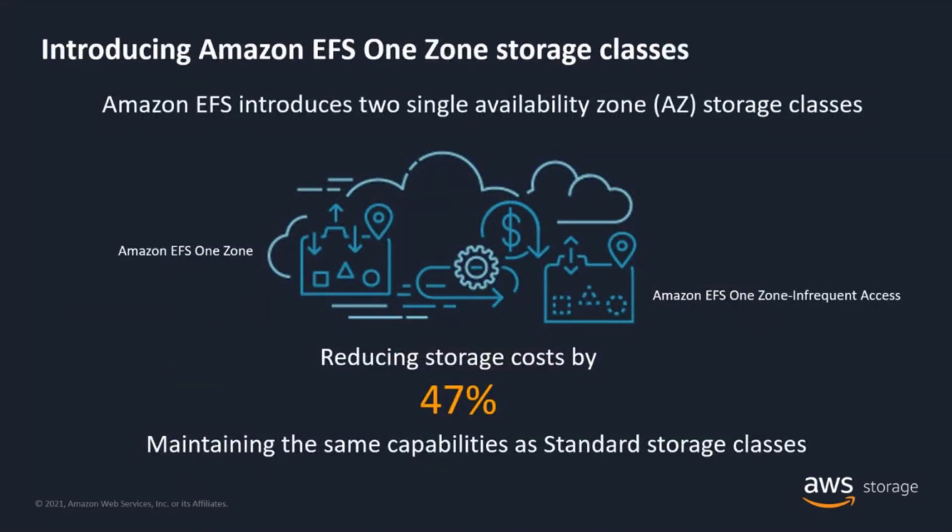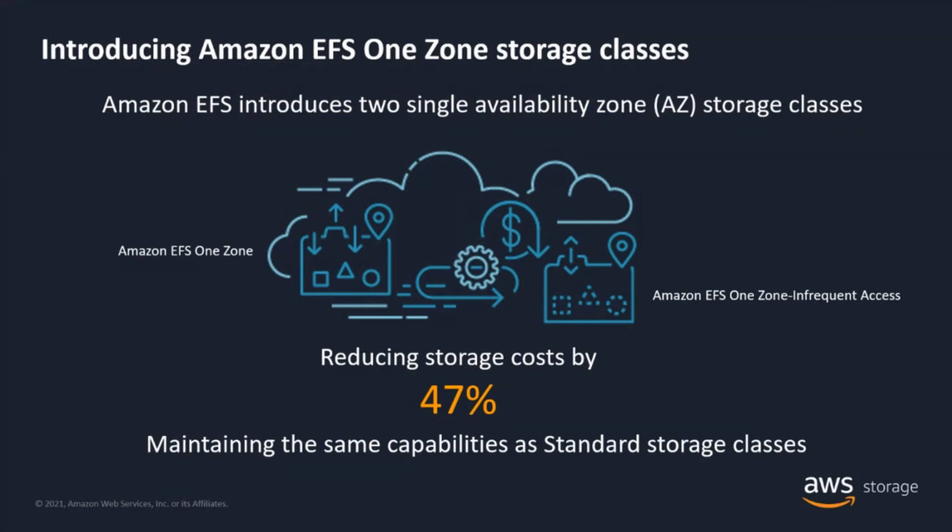In March 2021, we announced Amazon Elastic File System One Zone storage classes that reduce storage costs by 47% compared to existing Amazon EFS storage classes while delivering the same features and benefits. One Zone storage classes redundantly store data within a single availability zone and are ideal for customers who want cost optimized file storage options for workloads and applications that do not require the level of availability and durability offered by regional Amazon EFS storage classes that redundantly store data across multiple geographically separated AZs.